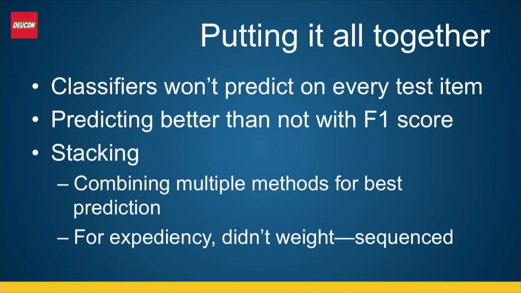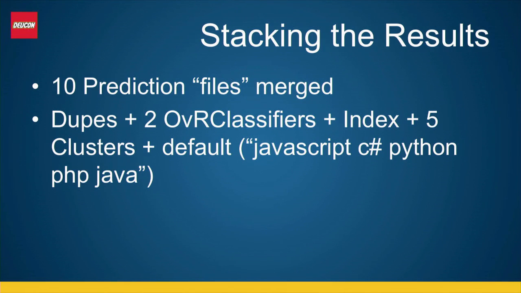So what I ended up doing was stacking these classifiers in a way. So we're going to combine multiple methods to get the best prediction. I didn't do any weighting in this. I kind of played around with it a little bit, but I just said we're going to go with our best classifier first, second best classifier next, and so on. So this is basically 10 prediction files that got merged together.